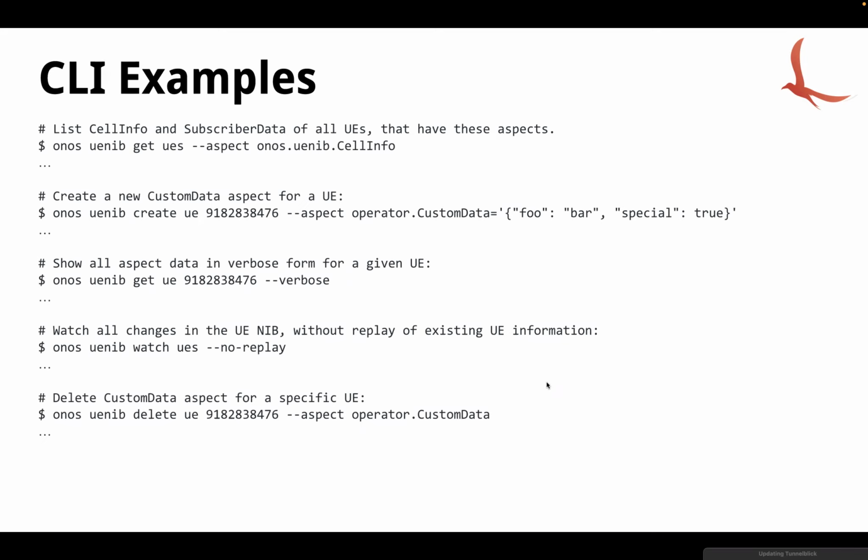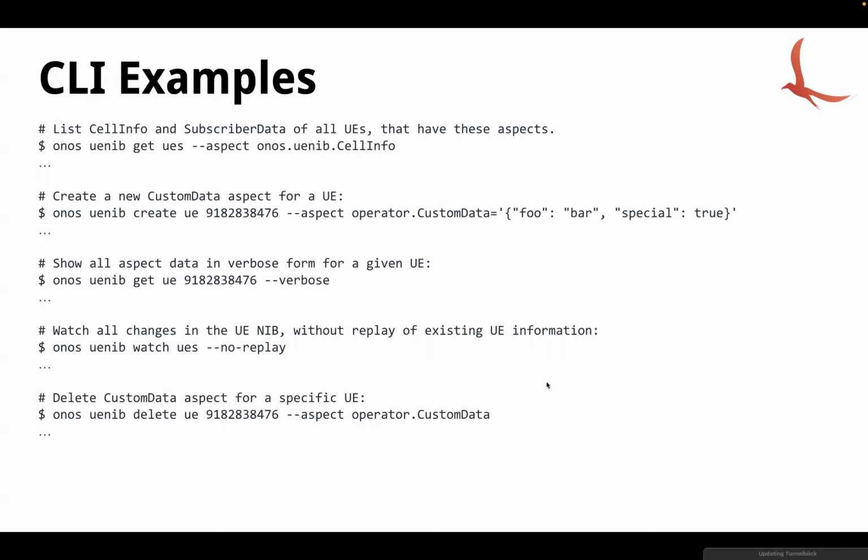Same as with the Topo subsystem, we have the CLI for it. It's under UE-NIB usage and follows the same pattern: get, create, update, watch, all that stuff, with the same sort of flag options for listing the list of aspects. So if we wanted to start with this, all we need to do is add the subchart for UE-NIB, and then we can start using the CLI. It's that simple.